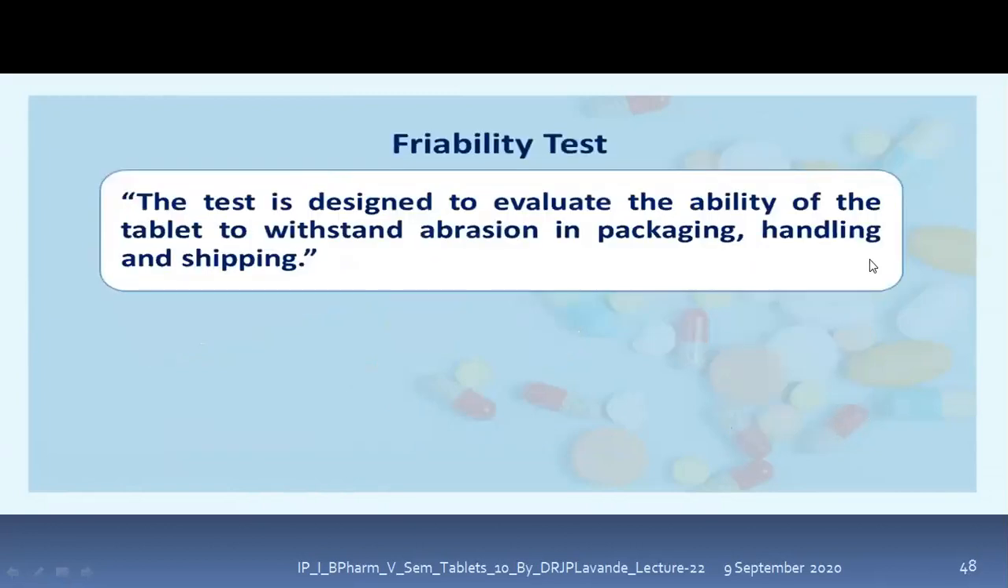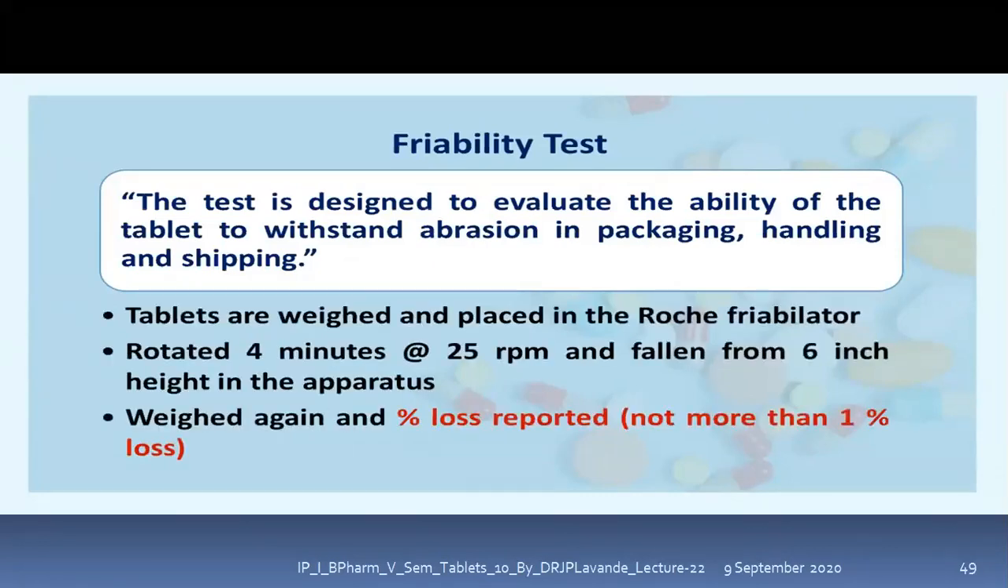Next is the friability. Friability is nothing but the test that is designed to evaluate the ability of the tablet to withstand abrasion in packaging, handling, and shipping, right? How much wear and tear the tablet will undergo can be measured through the friability test, and it is always expressed as a percentage. The tablets are weighed and placed in the Roche friabilator. This is the equipment used to perform the friability test.